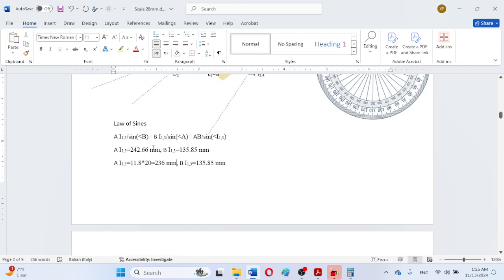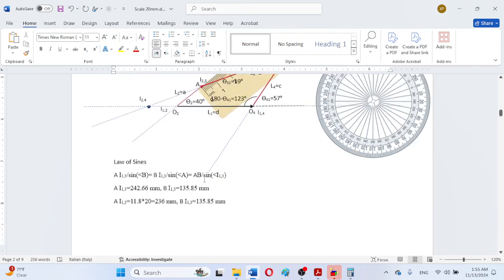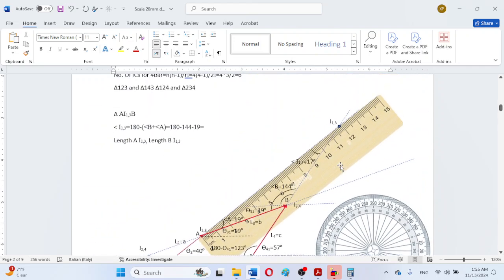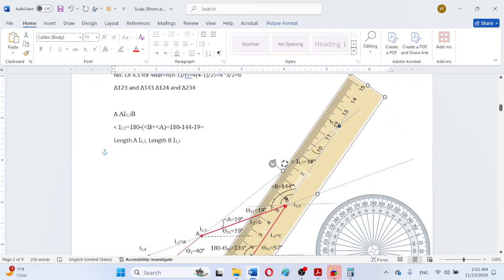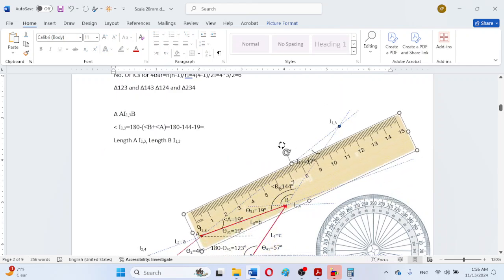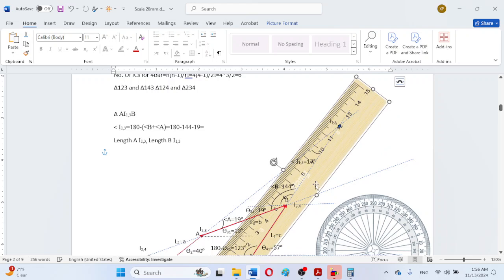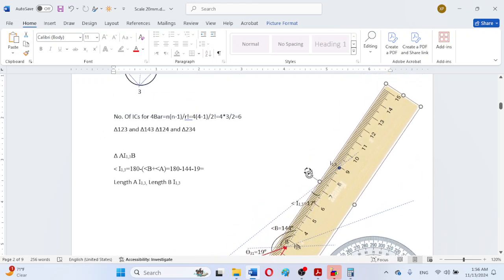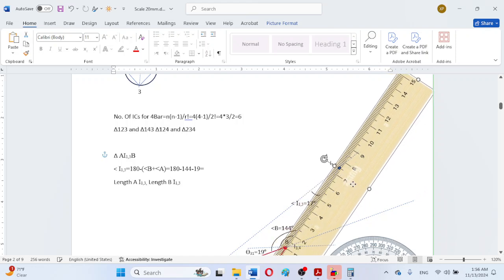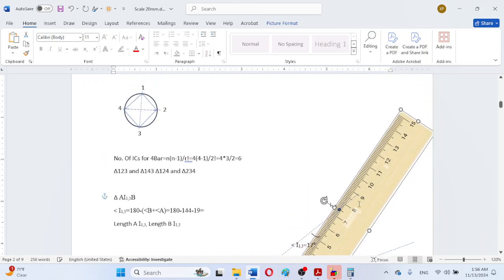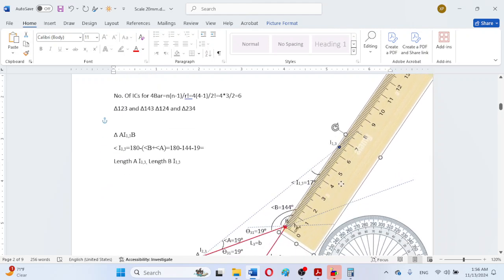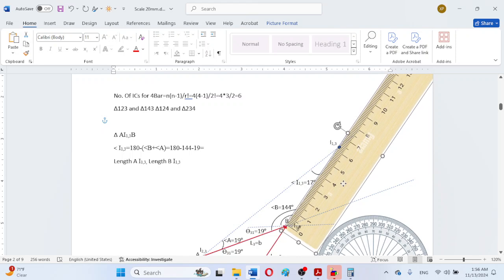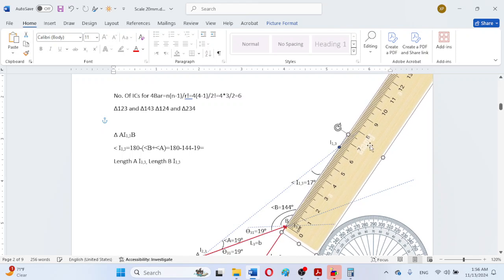and the analytical or geometrical results are 242.66. In a similar manner we can now calculate the length B I1,3, and we can also verify, because as we can observe there were 2-degree measurement variation as well, due to the limitations of the graphical technique, because the trigonometric or analytical technique gives 100% results. So there are limitations in the graphical measurement and observation.